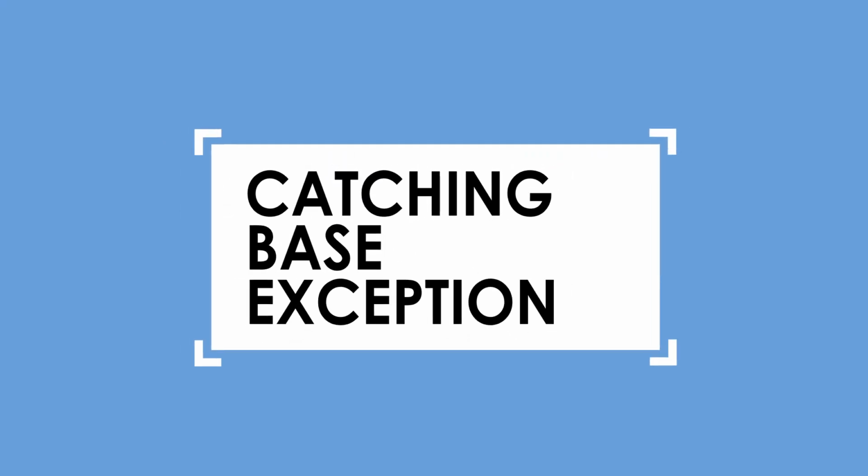The big problem with catching the base exception is that you will never know what or where exactly your code fails. This is going to be a debugging nightmare where you don't know where exactly the mistake is coming from, because this exception block is catching everything.